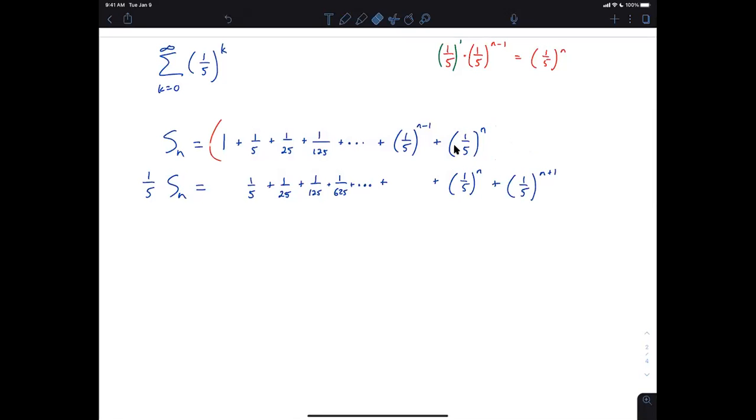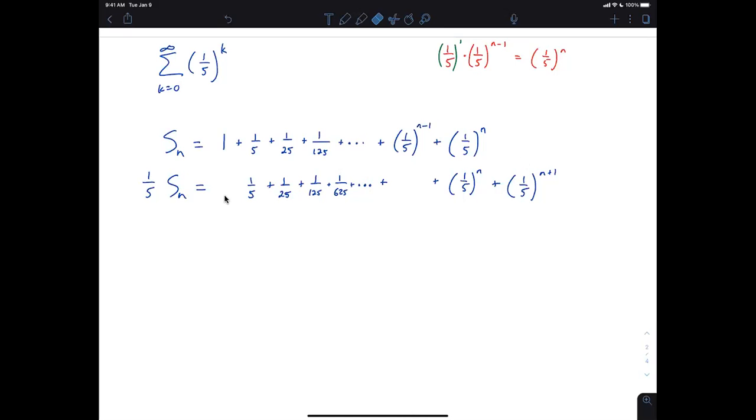But to get the second line, I've multiplied both sides by 1/5. Now, I have made it, so look closely at the screen, I've made it look like these line up. So like 1/5 lines up with 1/5, which is for sure true. 1/25 lines up with this. 1/125 lines up with this. This one I don't have lined up. This one I don't have lined up. But this one I do. And then this one I don't have lined up. So, okay, do these line up?